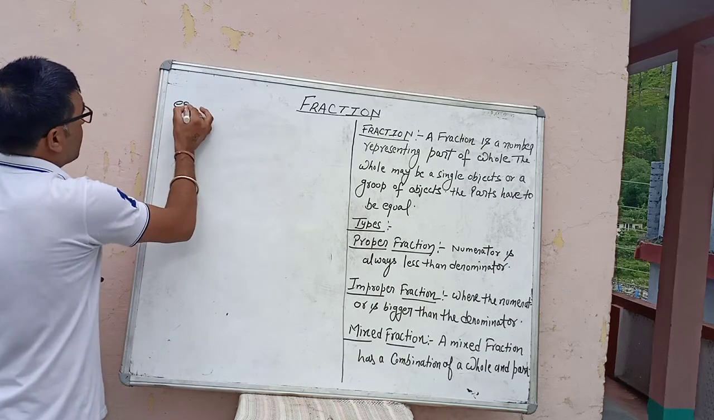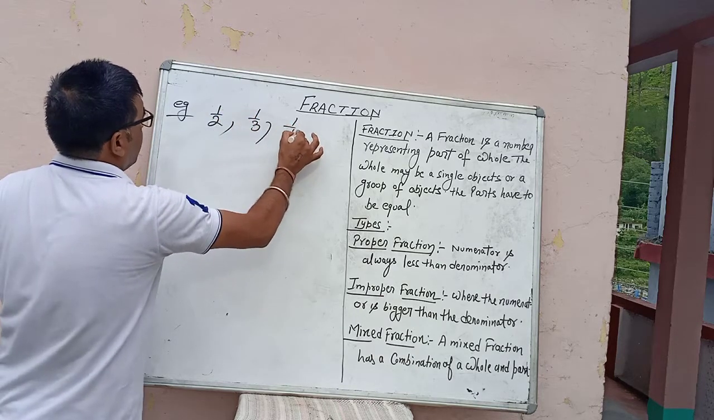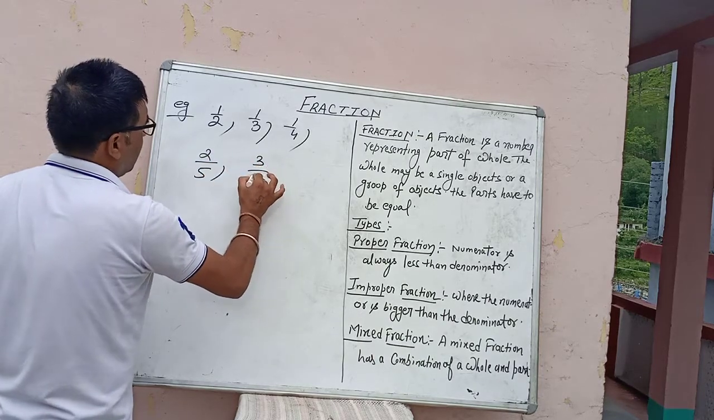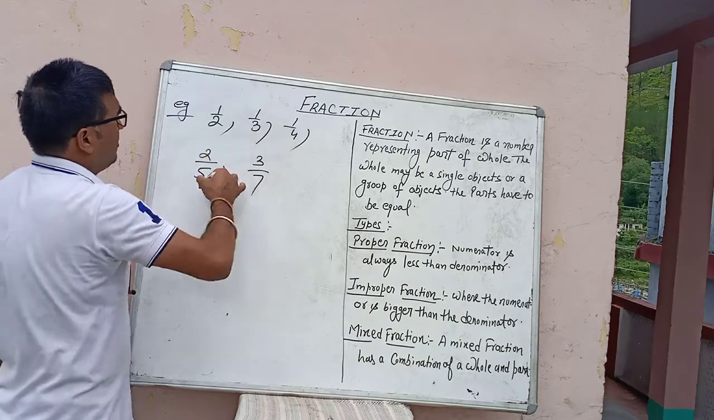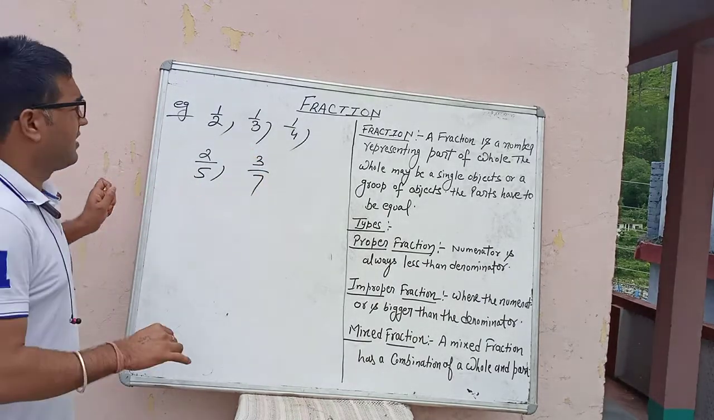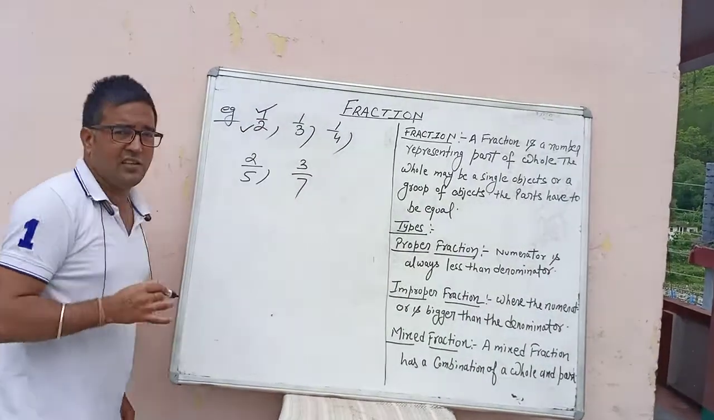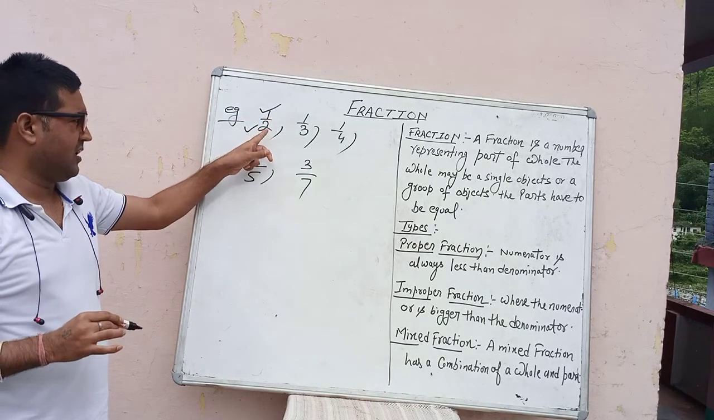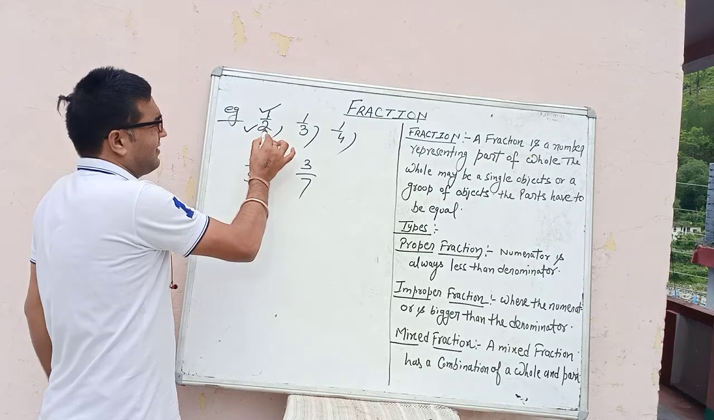So for example, if you have 1 by 2, okay guys, this is 1 by 3, this is 1 by 4, this is 2 by 5, okay, this is 3 by 7. So one thing is very common in all these fractions, and you can identify that common section: in all the cases the numerator is less than the denominator. This is the numerator and this is the denominator. So in all these fractions one thing is common, the numerator is less than the denominator.